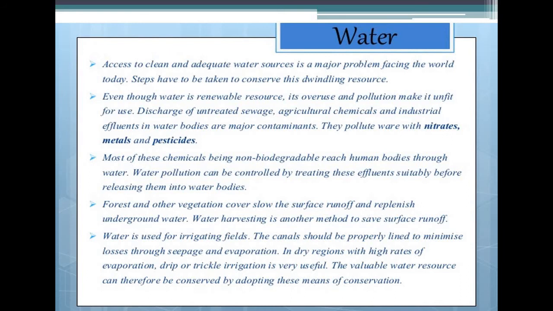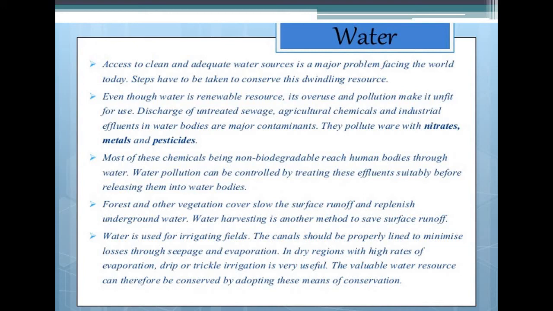Now, conservation of access to clean and adequate water sources is a major problem facing the world today. Even though water is a renewable resource, its overuse and pollution make it unfit for use. Discharge of untreated sewage, agricultural chemicals, and industrial effluents in water bodies are major contaminants that pollute water with nitrates, metals, and pesticides. Most of these chemicals, being non-biodegradable, reach human bodies through water. Water pollution can be controlled by treating these effluents suitably before releasing them into water.